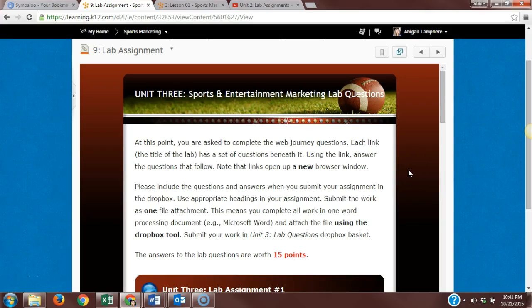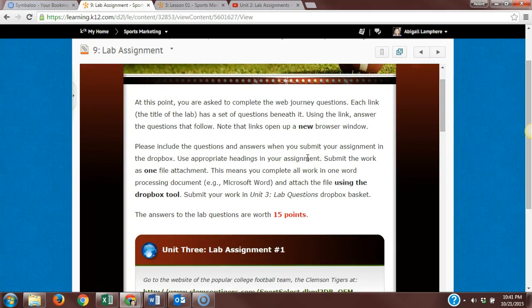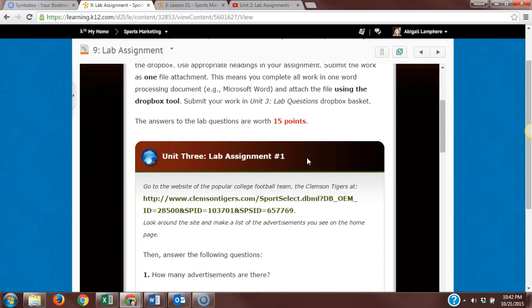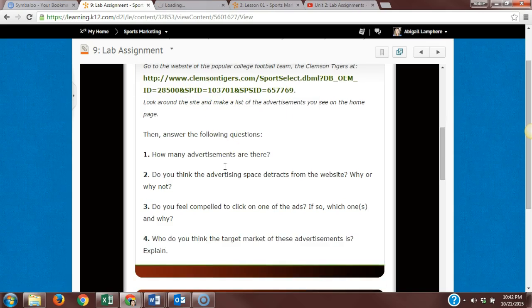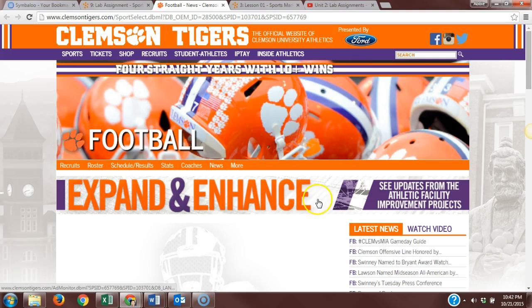Okay, so for this Unit 3 lab assignment in Sports and Entertainment Marketing, you are to look at this first lab. So you need to go to this Clemson Tigers webpage and then simply answer the following questions. You're going to examine the webpage, analyze it, and find out how many advertisements there are. Do you think the advertising space detracts from the website? Why or why not?